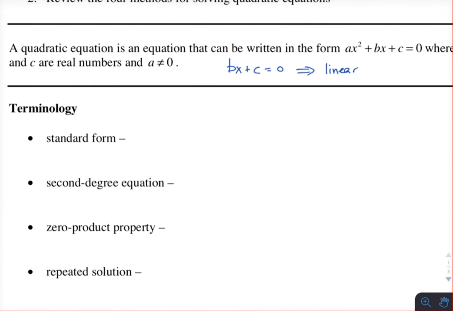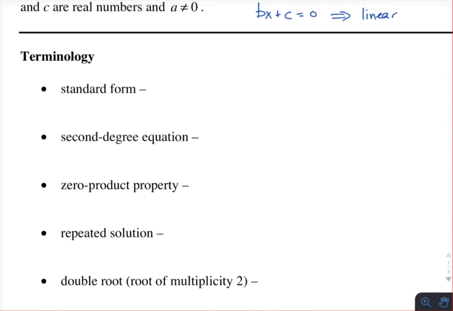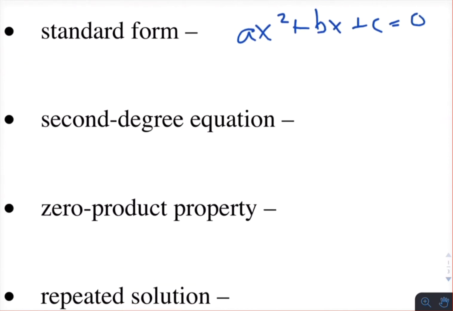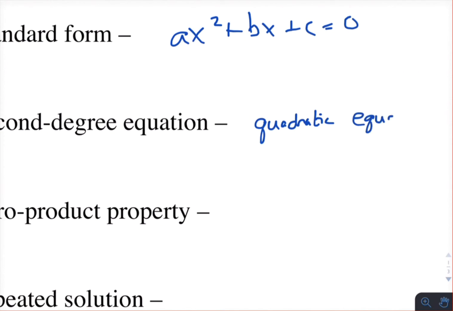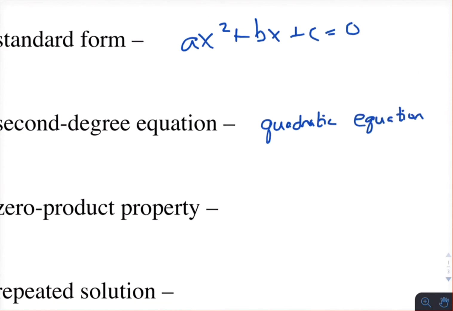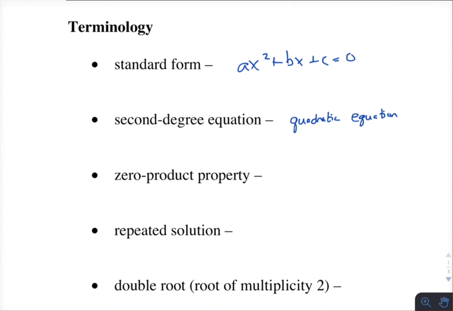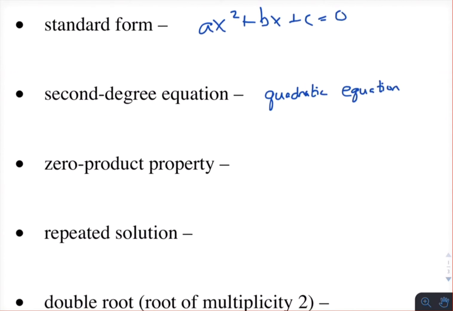And so some terminology related to it is standard form, that is just ax squared plus bx plus c equals 0. A second degree equation is a quadratic equation. It's just another name for it. Much like a first degree equation is linear, a second degree equation is quadratic, a third degree equation would be cubic, and so on and so forth.